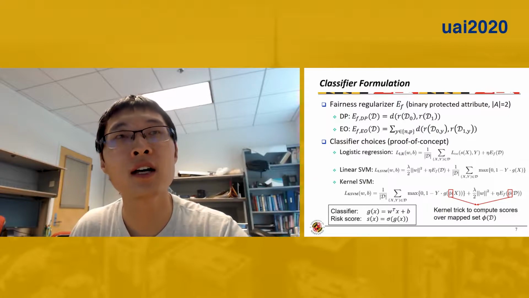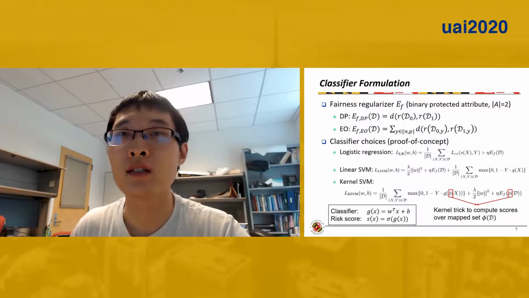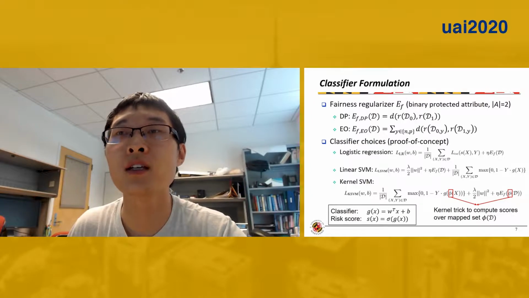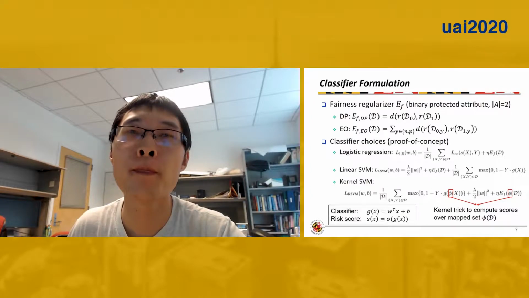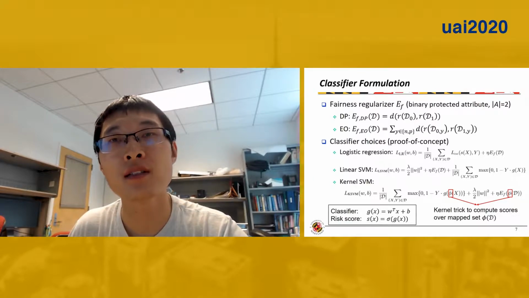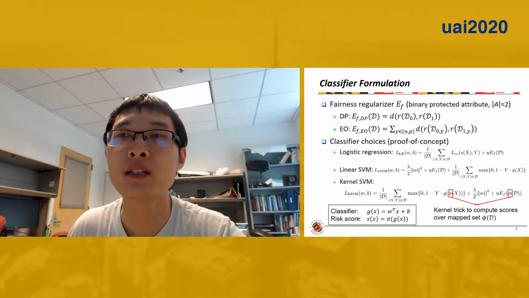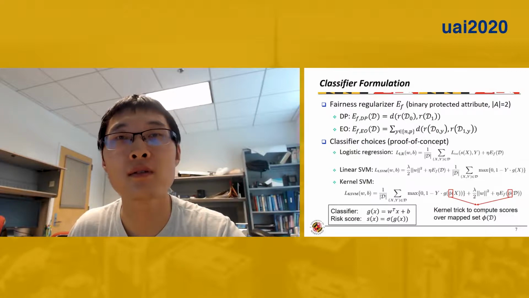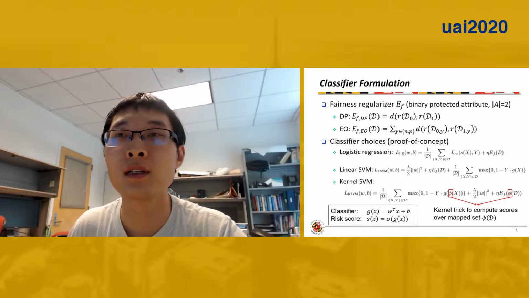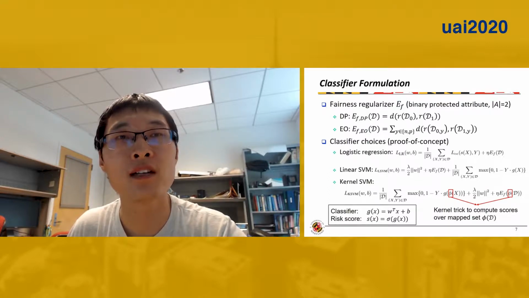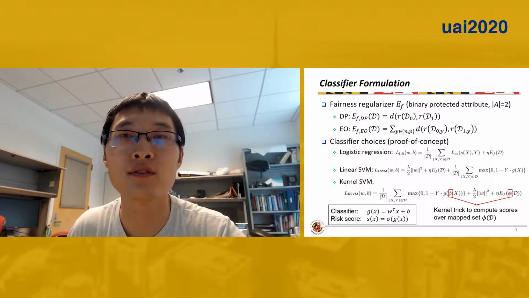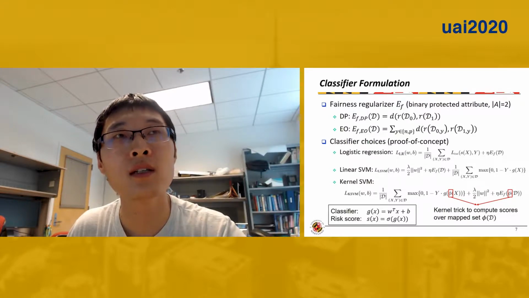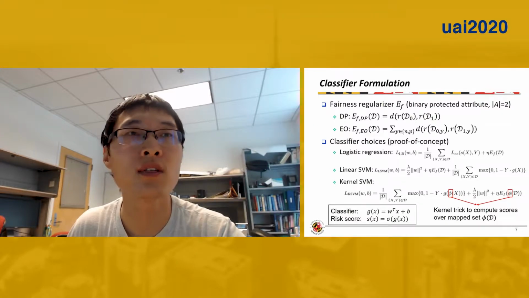When designing the classifier, we incorporate the fairness constraints by adding a regularizer in the training objective. For a binary protected attribute, in the DP case, EF is the distance of the risk distributions of two groups. And in the EO case, EF is the summation of the distances of the risk distributions in positive and negative ground truth labels. We test the effectiveness of the regularizer in three kinds of widely used classifiers: logistic regression, linear SVM, and kernel SVM.